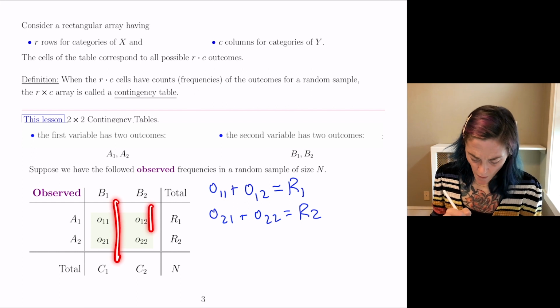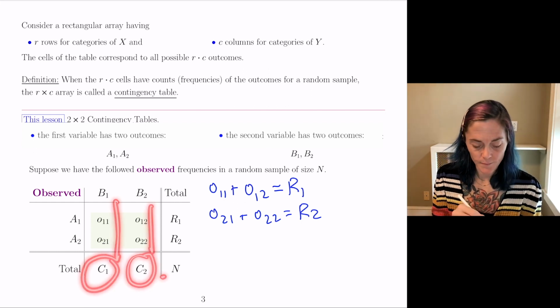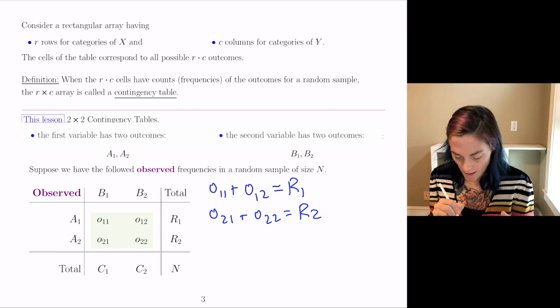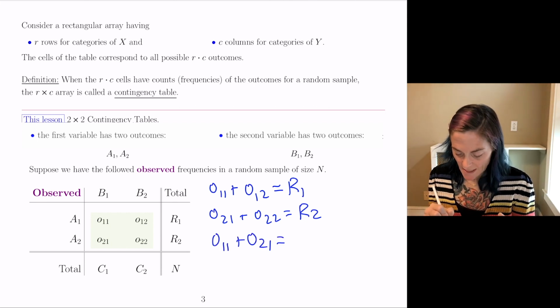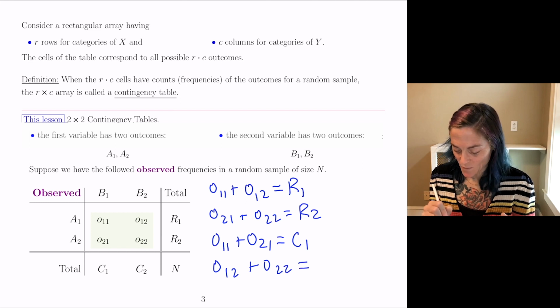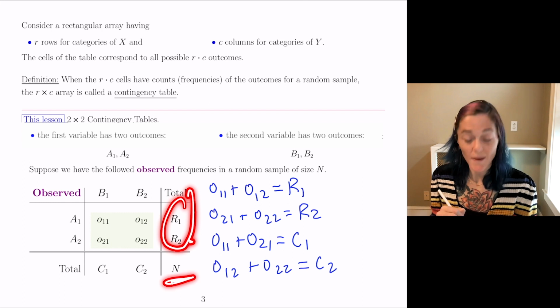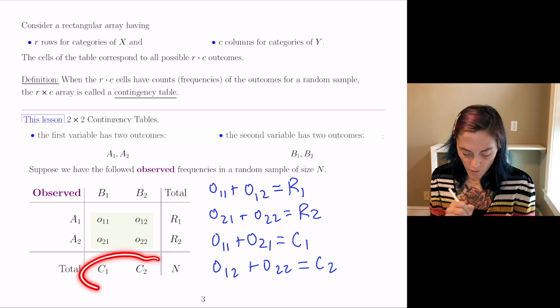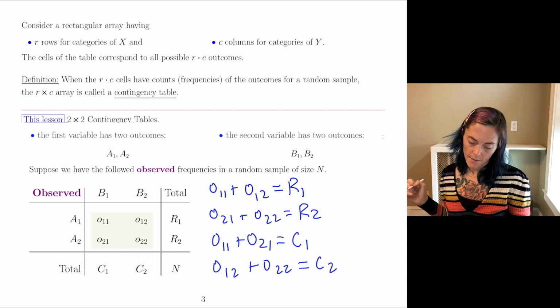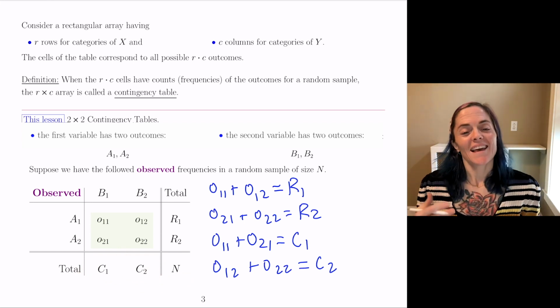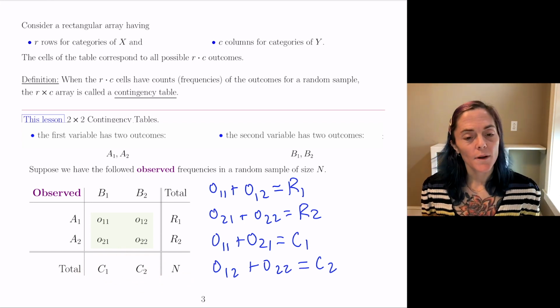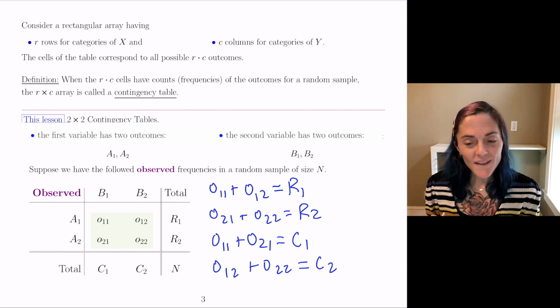Now, if you add this way, here are the totals. Okay, O11 plus O21 is this C1, O12 plus O22 equals C2. And then, well, you add these two, you get N. Similarly, if you add these two, you get N. Okay, this is an example of what a 2x2 contingency table would look like.